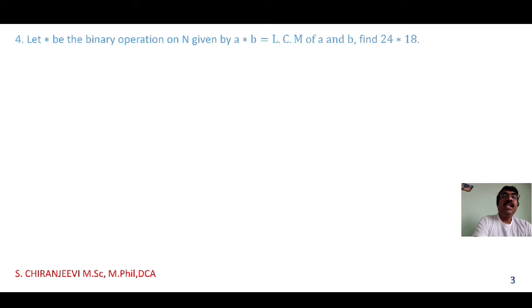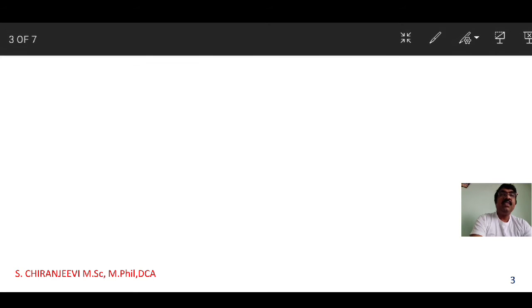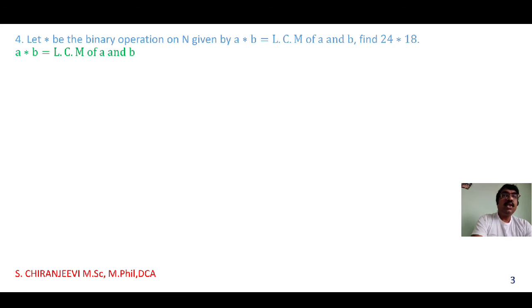Next, fourth one, let star be the binary operation on capital N given by a star b equal to LCM of a and b. Find 24 star 18. Solution, a star b equal to LCM of a and b. So 24 star 18 is the LCM of 24 and 18. What is the LCM of 24 and 18? It is 72.